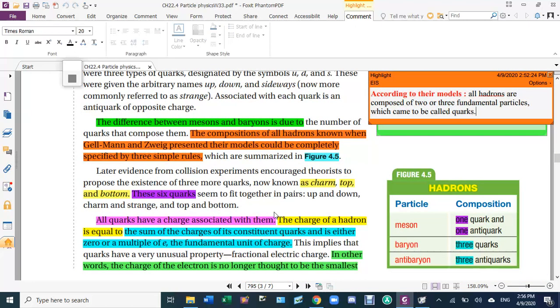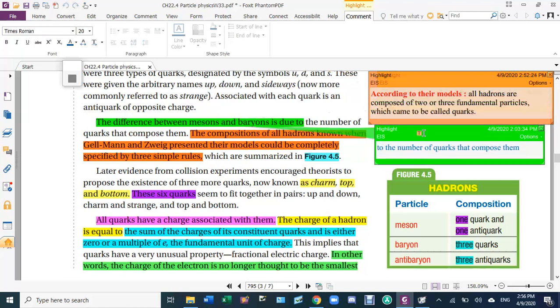Now, what is the difference between mesons and baryons? The difference between mesons and baryons is due to the number of quarks that compose them. In these figures: meson, 1 quark and 1 antiquark. Baryon, 3 quarks. Antibaryon, 3 antiquarks.